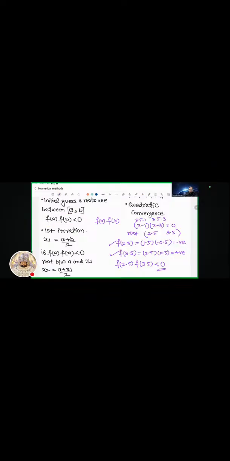If your root is between a and b, what do you do? You find the value of the function at a, you find the value at b, you multiply them, and the answer should be negative. Once I'm sure my root is between a and b, I will do the first iteration. Iteration means going close to the answer, doing the process one by one, guessing, coming close, again guessing, again going close.